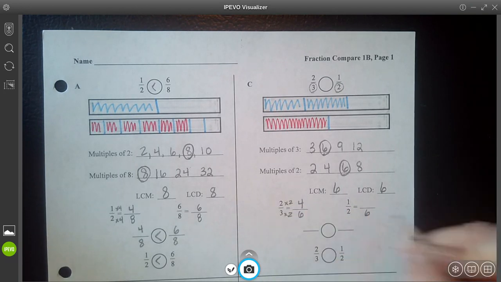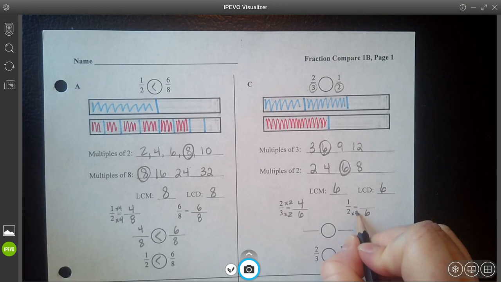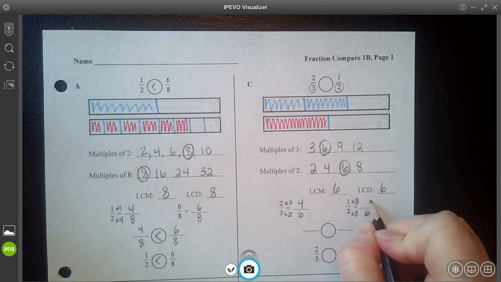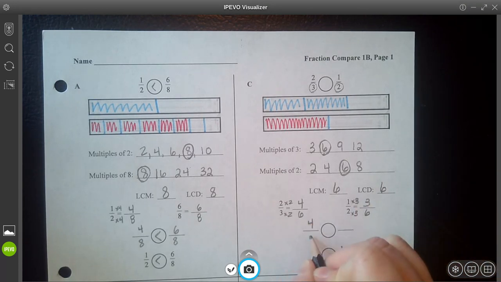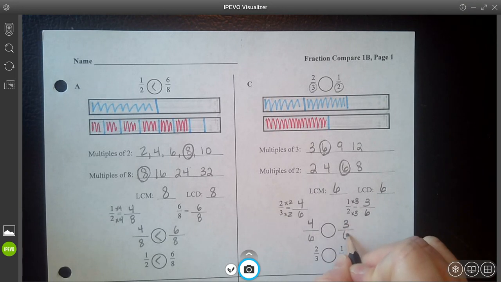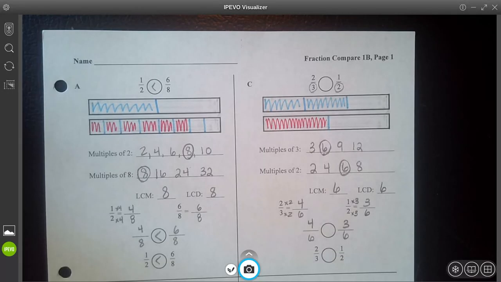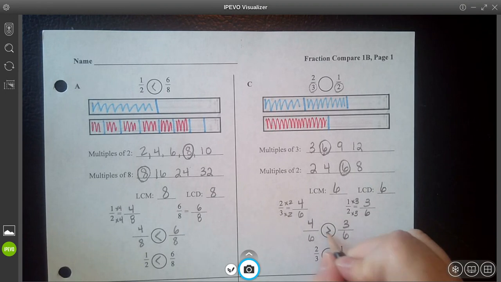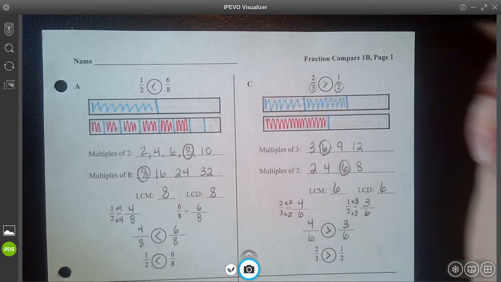We're going to turn these into 6. 2 times 3 is 6. So 1 times 3 is 3. So now we can compare 4/6 to 3/6. Super easy now that we have a common denominator. 4/6 is greater than 3/6. Therefore, 2/3 is greater than 1/2.